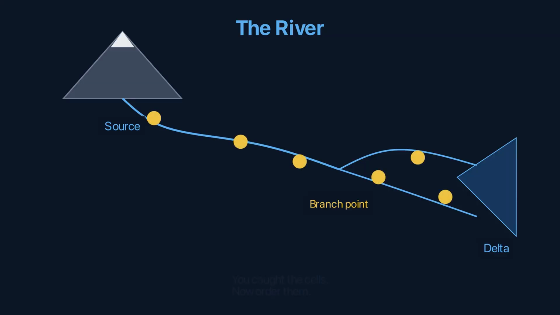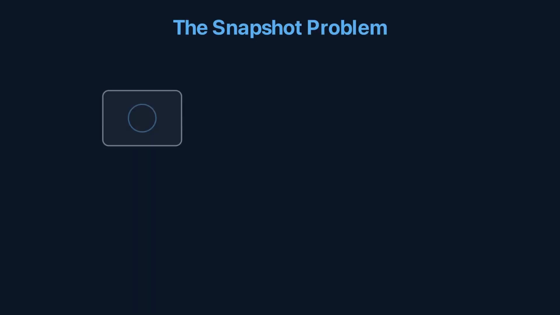Differentiation works the same way. Cells captured at one time point are at different stages of a biological process. The pseudotime reconstructs the order. Single-cell RNA-seq captures a snapshot. Every cell is fixed at one moment.